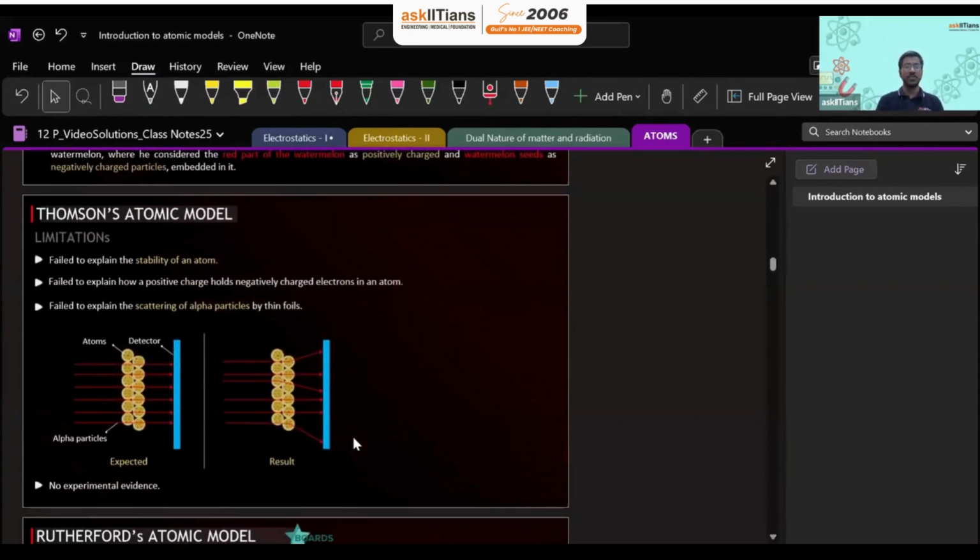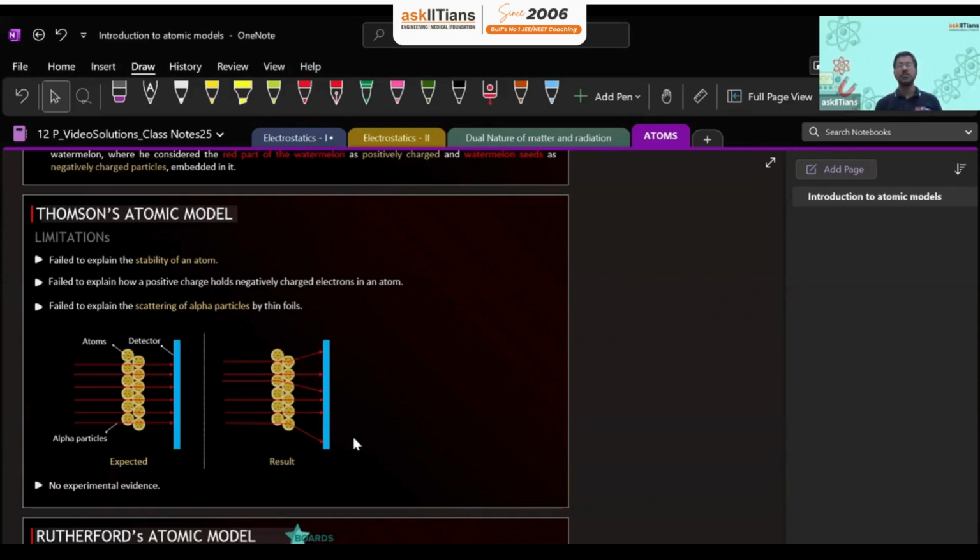So what were the limitations? The main limitation was it was not able to explain the stability. It failed to explain how the positive charges hold the negatively charged electron in an atom. It was not able to explain that, right? So again, Thomson's model failed to explain the scattering of alpha particles by tinfoils.